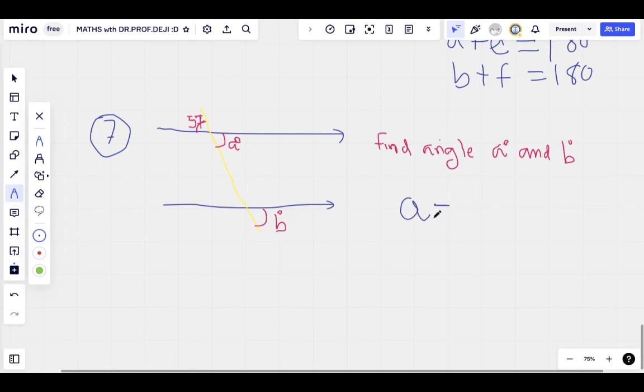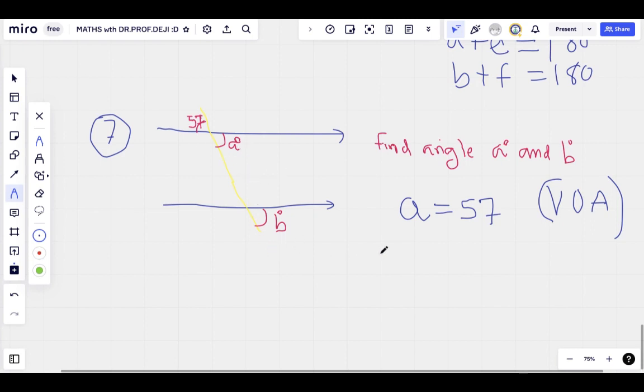You could see that angle A, they are vertically opposite angles, right? Angle A is the same as 57. The reason is because they are vertically opposite angles. So I write VOA. VOA means vertically opposite angles. That's how I state the reason: vertically opposite angles are equal. So angle A here is equal to 57 because vertically opposite angles are equal.